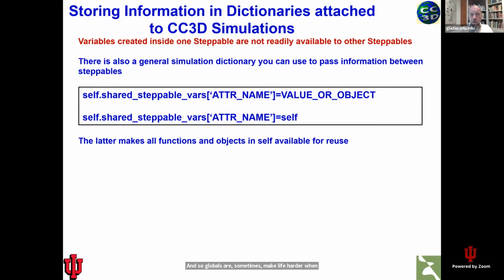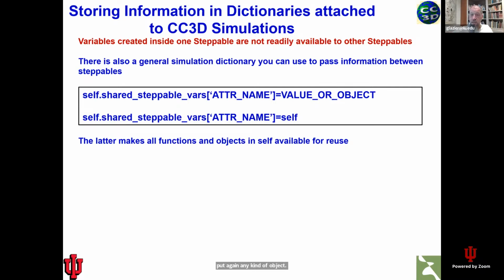CompuCell has a global dictionary. If our naming conventions were consistent, it should be called self.dict. And somehow, somewhere, we thought it was a better idea to give it the name shared steppable vars, which is not easy to remember. And so if you want to have information that you're going to pass between steppables, the correct way to do it is to use this dictionary, shared steppable vars. And if you do that, you can put, again, any kind of object into that dictionary.